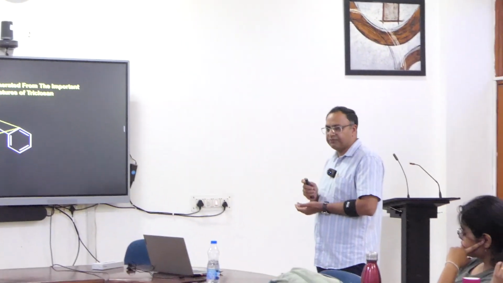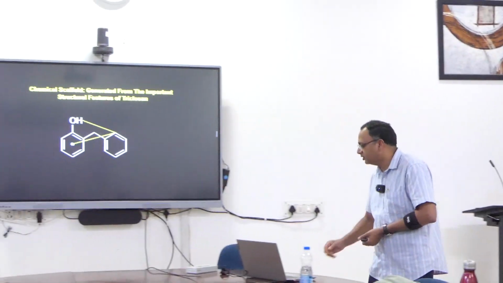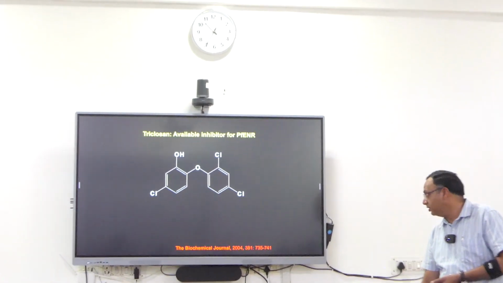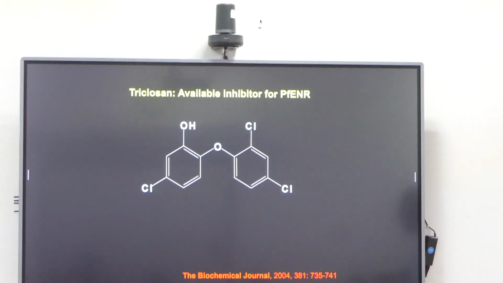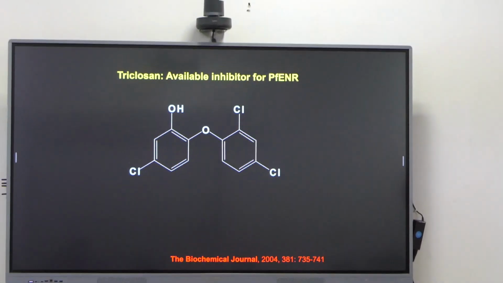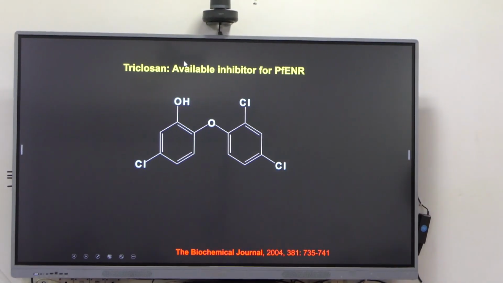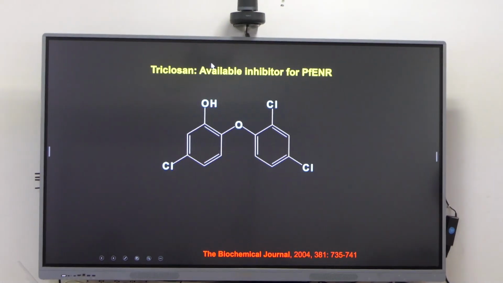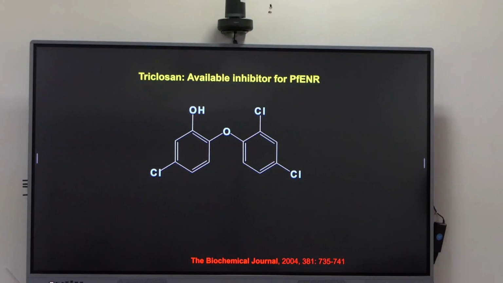We created this scaffold from triclosan. This was the structure of triclosan. We removed all the chloro. This OH group which is there at this position is helping in binding into the active site, so we cannot remove this. Let us keep this.